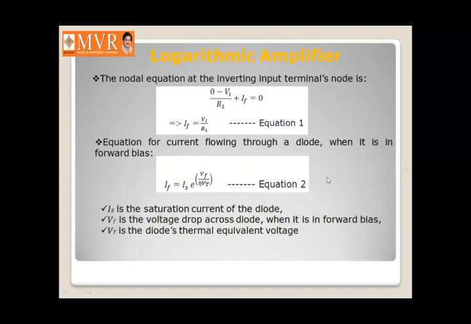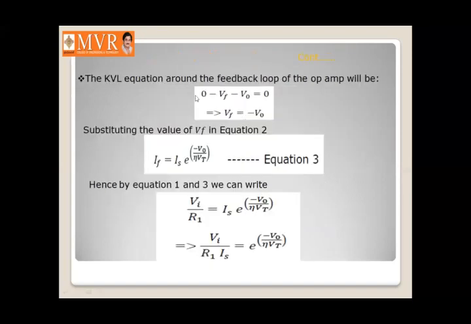If we write the KVL around that loop, then 0 minus Vf, where Vf is the forward voltage of the diode, minus the output voltage V naught is equal to 0. So we can say that Vf, the forward voltage of the diode, is equal to minus V naught. Bringing Vf to the right hand side, Vf is equal to minus V naught.